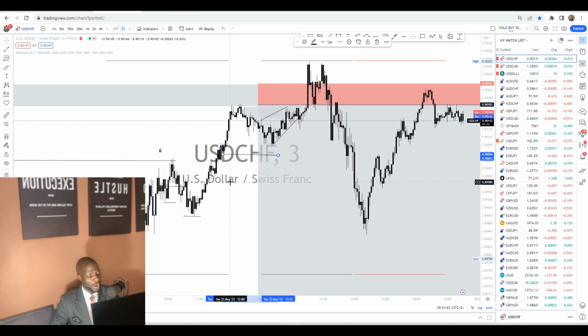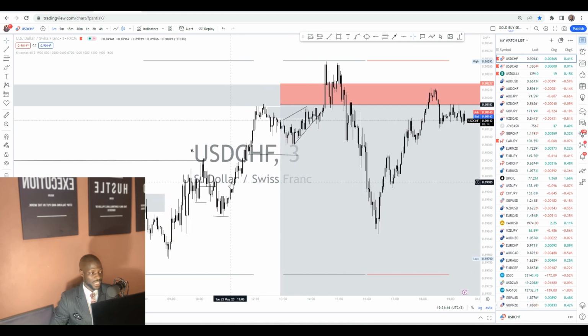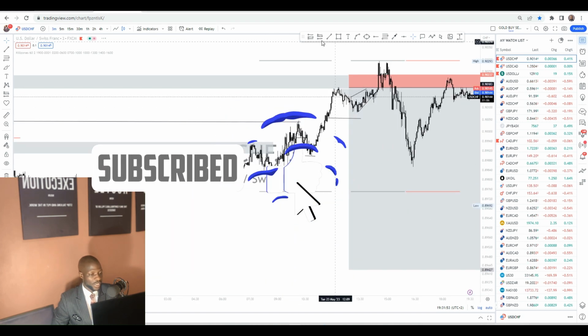So you really have to have rules that guide you when to move your stop loss. You don't just move your stop loss anyhow, right? So I was waiting for price to take out this level right here. However, the market came to this level right here about 2 hours.